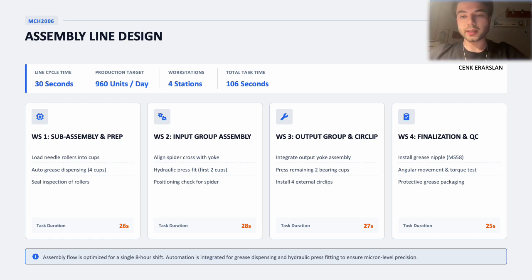Next, looking at the assembly line design, as you can see from the table, our process is structured across sequential stages. At first, we begin with subassembly and preparation parts, which takes a time of 26 seconds, and then we continue with input group assembly. It takes a duration of 28 seconds, which is followed by the output group and circlip. It takes a time of 27 seconds, and then here comes the finalization and QC, which takes 25 seconds of duration.